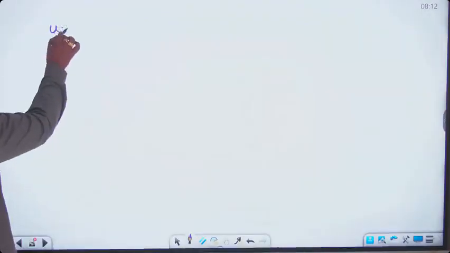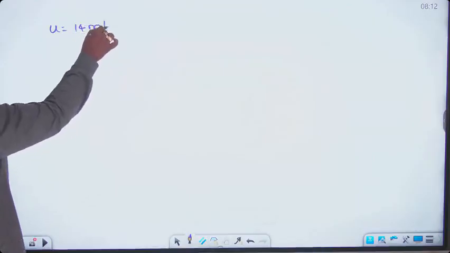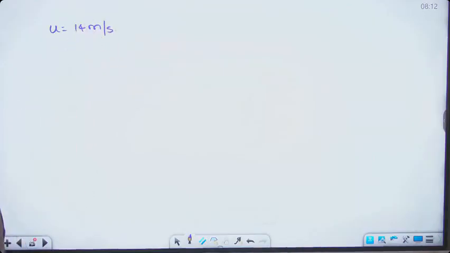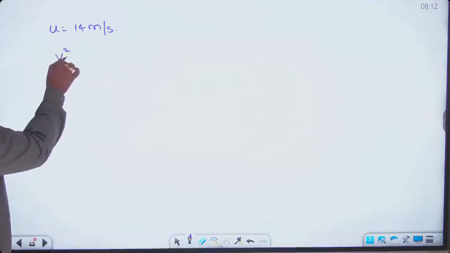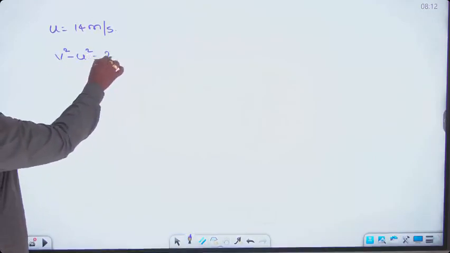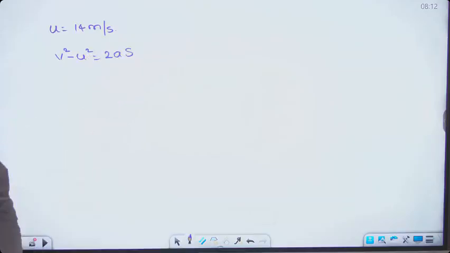So here in this particular case, what is given to us? U value is given. How much is it? 14 meters per second. This is the only one given. So we can have two formulas. One, V square minus U square equal to 2AS. In the question only the U value is there. V value is not given, A is not given, S is not given to us. Then how will you do it?